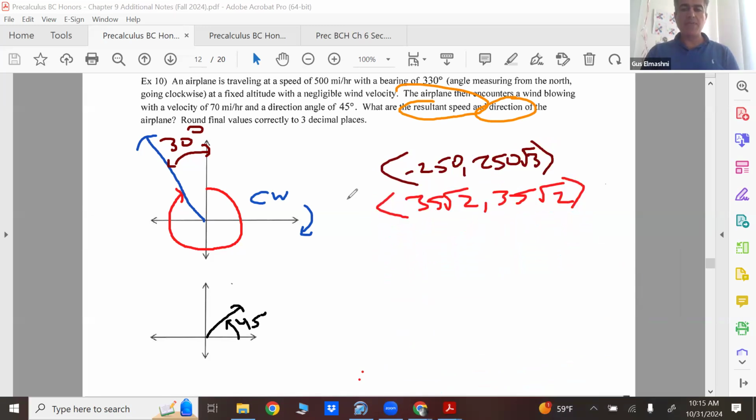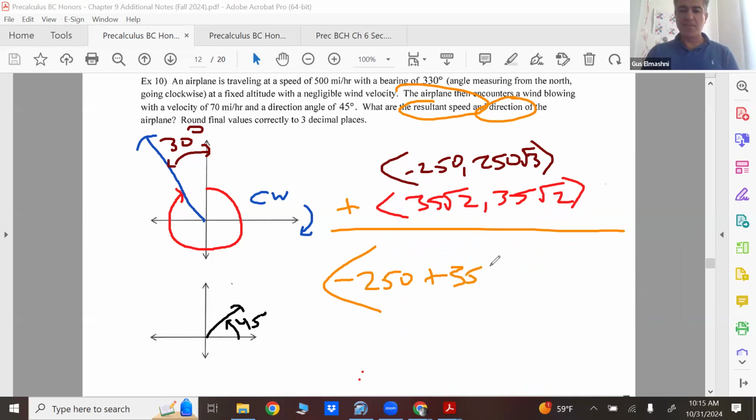So what I want to do is I want to add these vectors together. So it's going to be negative 250. I'm doing orange in Spirit of Halloween. Hopefully you guys can read that. If not, I could adjust colors. And then 250 √3. Also plus 35 √2. Okay, so that's my resultant vector. Now, how do I get the speed?